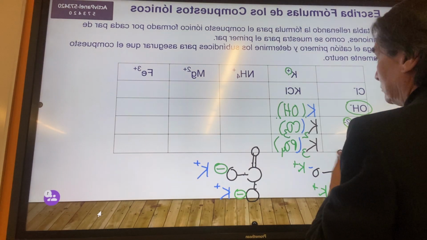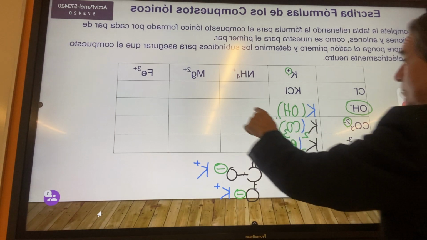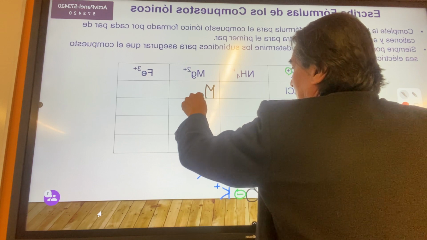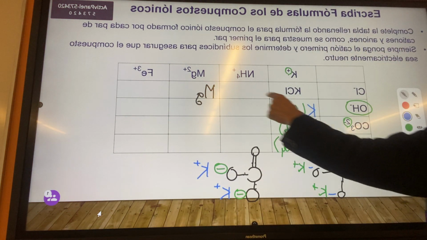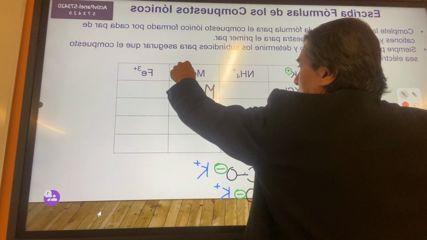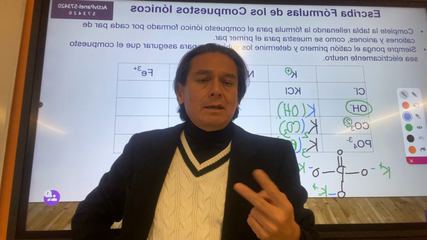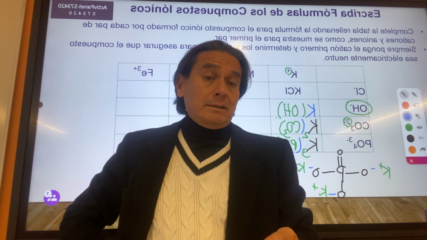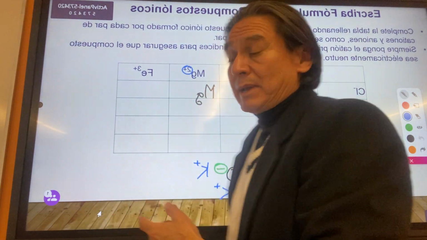Let's do magnesium. Let's do this row here. Magnesium. That's what the rule says. Write the magnesium. This is a +2, right? Group 2 has 2 valence electrons, means that it's going to require 2 anions to neutralize, to provide a neutral compound.